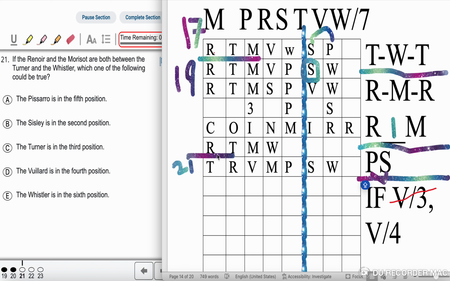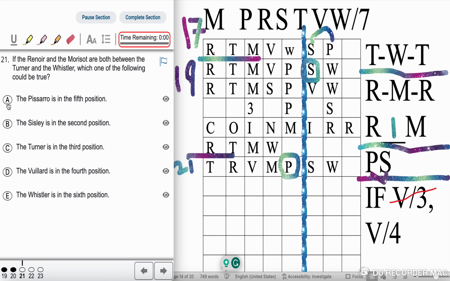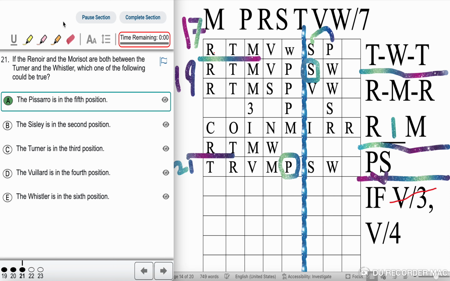The P is in the 5th position. 1, 2, 3, 4, 5. If you guys are having difficulty seeing it, I'm going to go ahead and circle it for you. If you count, P will be in the 5th. So go ahead and choose that one right now. Answer: the P is in the 5th position.